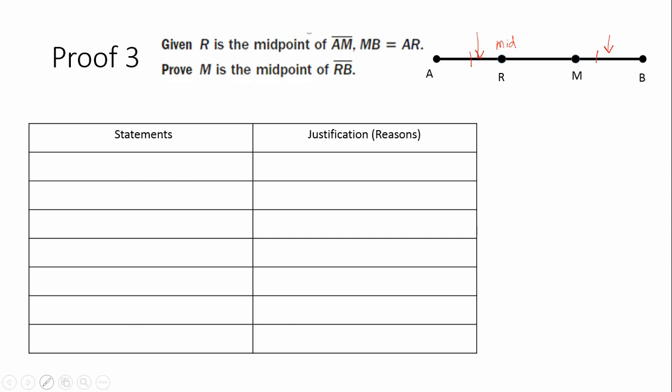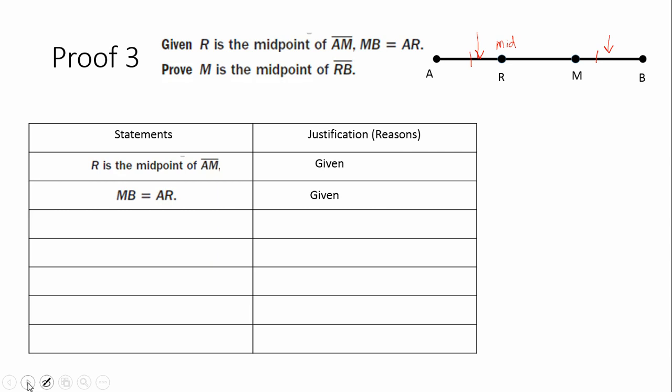So let's go through our steps here. The first ones are always the given pieces of information. So R is the midpoint of segment AM, and the reason was the given. And then we also had another piece of given where MB is equal in length to AR, and that's a piece of given. So now let's work with our given information.